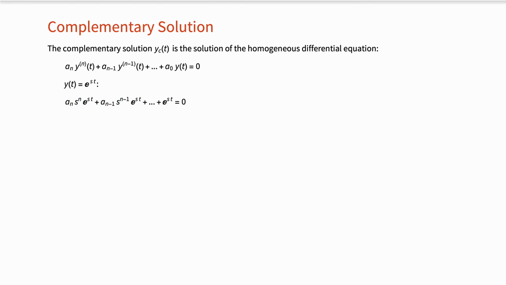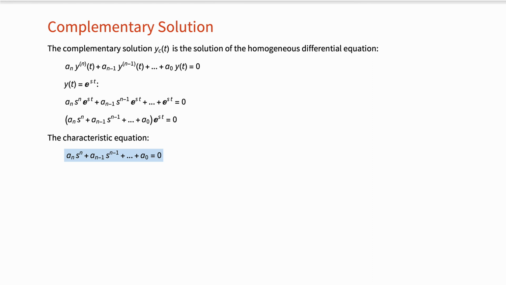This is an algebraic equation that we can simplify first by factoring out the exponential term. And since e^(st) cannot be 0, the algebraic equation becomes this new equation. This equation is called the characteristic equation. And the n roots, or the n solutions, of this equation are called the characteristic roots of the equation.